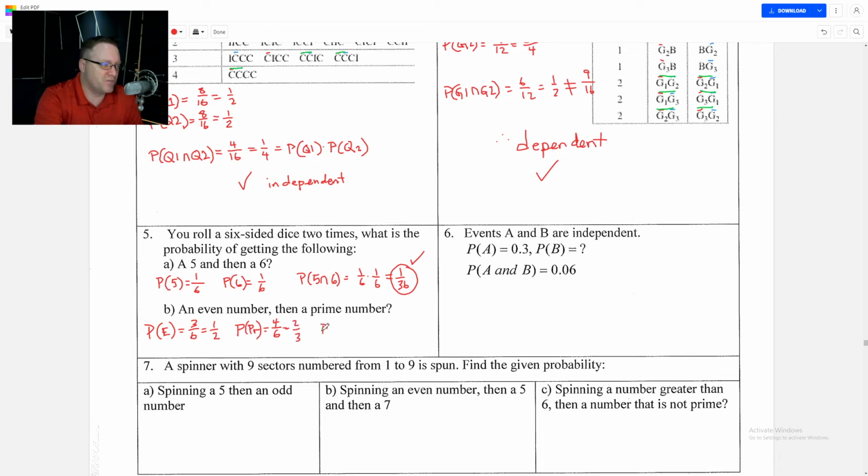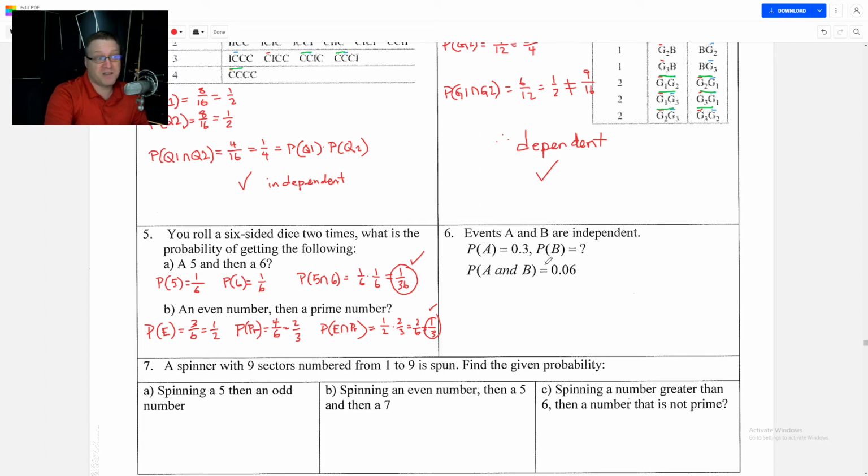So then what's the probability of getting an even number and getting a prime number in 2 different rolls? Well, the probability of getting even and prime, since these are independent events, it's going to be 1/2 times 2 over 3, which is 2 over 6, which is 1 over 3. So 1 over 3 is the answer. Okay?